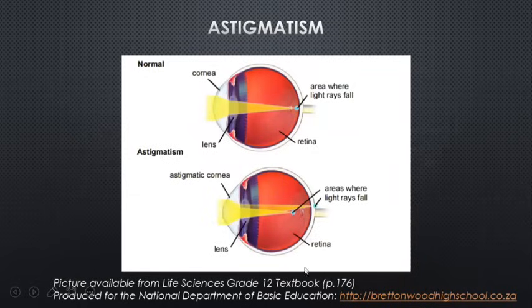What happens in astigmatism? Normally, you see the cornea is supposed to be rounded like, you know, a football. But look, an astigmatic cornea becomes more pointy here in front, like a rugby ball. Hence, now what happens is the image or the light rays, they will fall in multiple areas. They won't fall on the retina. They will fall in front and also behind. Hence, the person will have blurred vision.